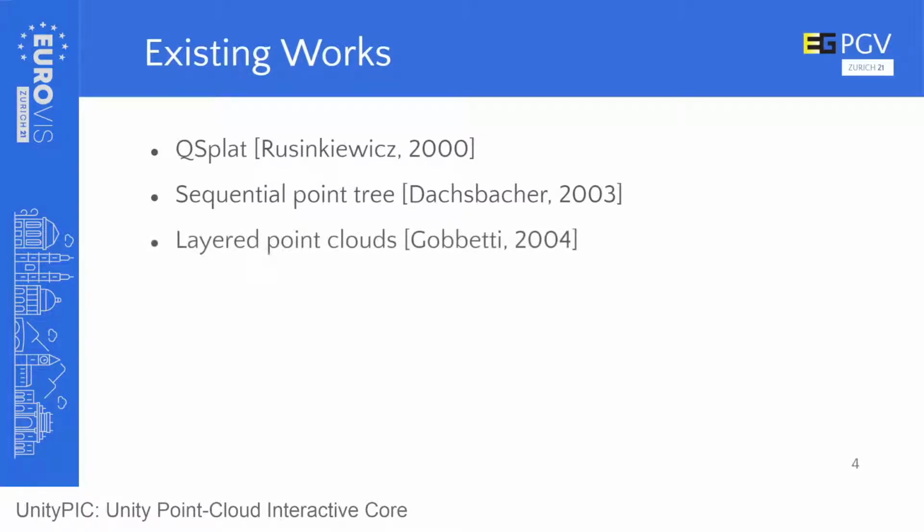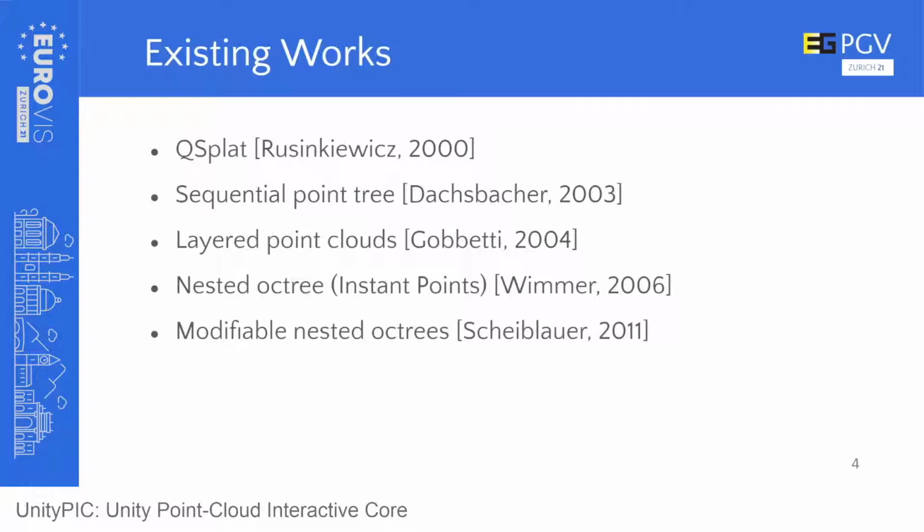Layered point clouds introduced the first object space point clouds, where the nodes in the hierarchy contain a collection of points rather than a single point. So the lowest primitive in layered point clouds is a small subset of the points rather than a single point. Nested octrees are octree structures where each leaf contains an optimized version of sequential point trees. Their proposed application is called Instant Points. Modifiable nested octrees are nested octrees with a data manipulation interface.